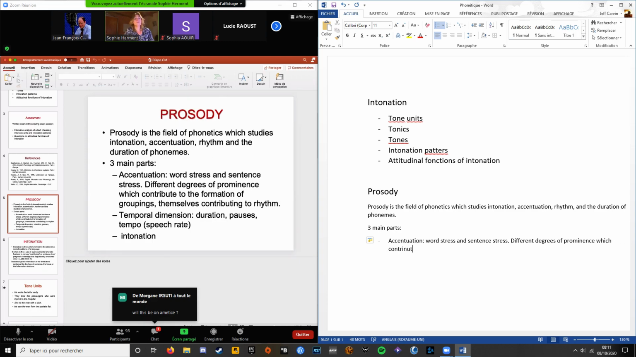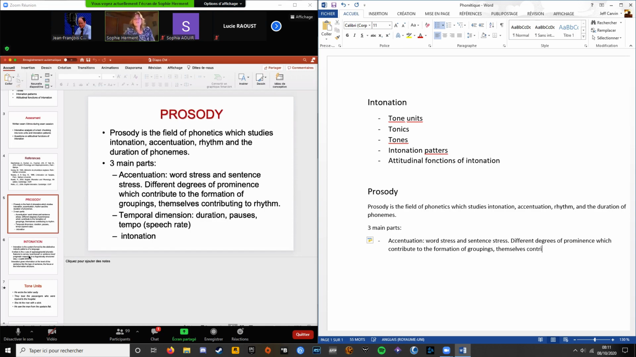Will this be on Amétis? Yes, probably, but not now. Maybe at the end of the 6 weeks. Okay, or maybe at the end of the first part. I'm not giving you the whole slideshow now. Okay.